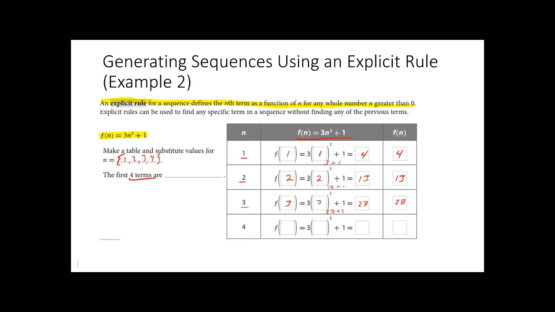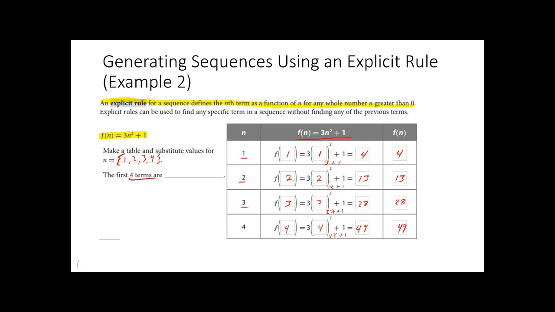So f of 3, I'm sorry, equals 28. Now, last but not least, our fourth term: we have 4 squared, that's 16. 16 times 3 is 48. And 48 plus 1 gives us 49. So f of 4 equals 49.